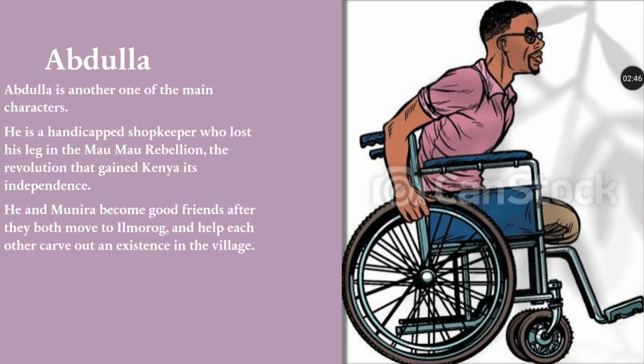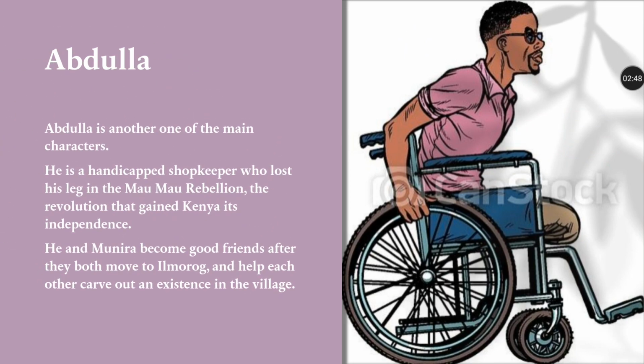Abdullah is another one of the main characters. He's a handicapped shopkeeper who lost his leg in the Mau Mau rebellion, the revolution that gained Kenya its independence. He and Munira became good friends after they both moved to Ilmorog and helped each other carve out an existence in the village.